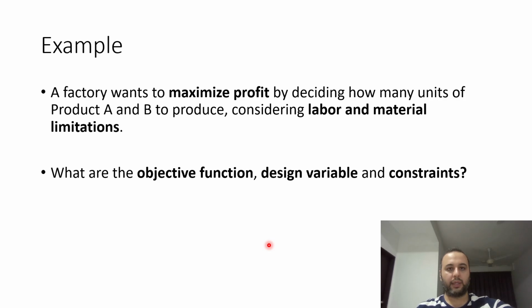Okay, in this example, a factory wants to maximize profit by deciding how many units of product A and B to produce, considering labor and material limitations. What is the objective? What is desirable? And what are the constraints? For sure, the objective function is maximizing the profit, right? The decision variables will be the number of products A and B, and the constraints are the labor and materials. They will be our limitation.